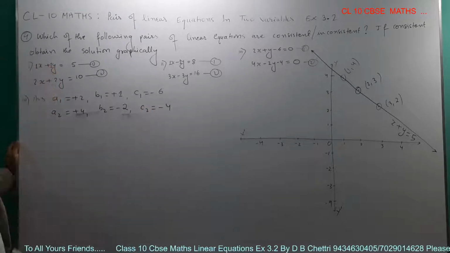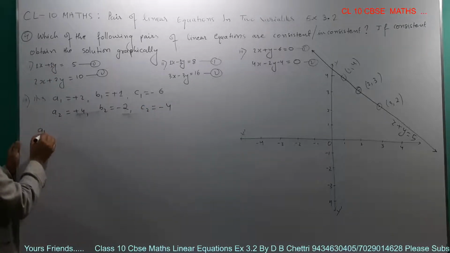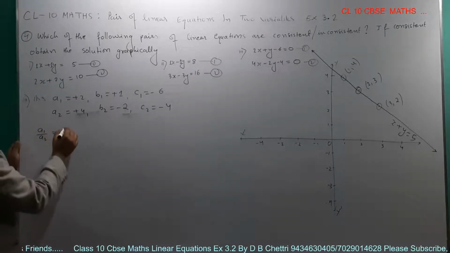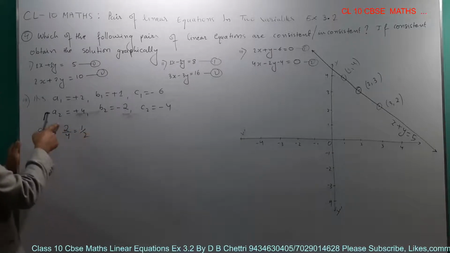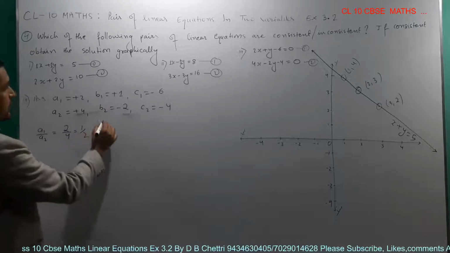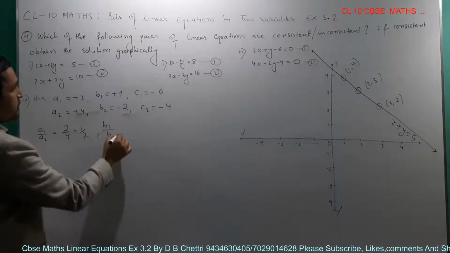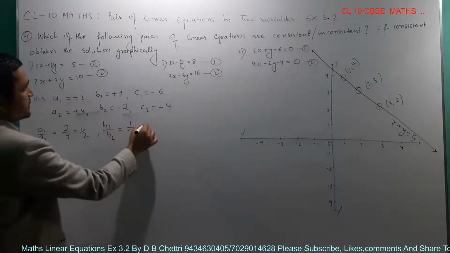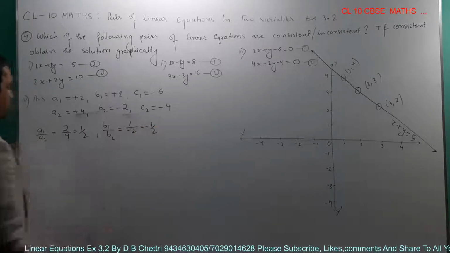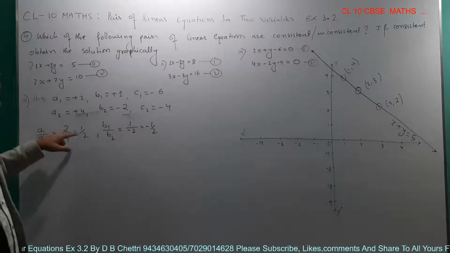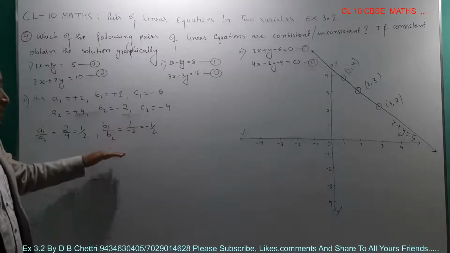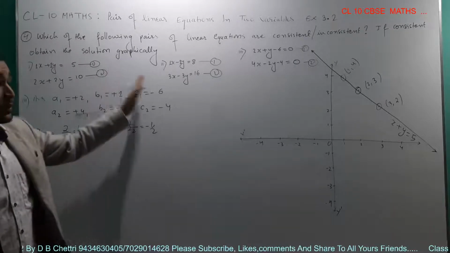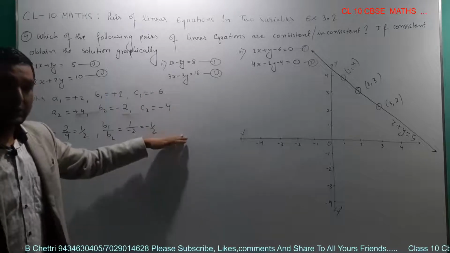Now get the ratios. a1 by a2 is 2 by 4, which is 1 by 2. Cancel it: 2 ones are 2, 2 twos are 4. Then b1 by b2 is 1 by minus 2, that means minus 1 by 2. Now look here: this is plus 1 by 2 and minus 1 by 2. That means these two ratios are not the same. If these two ratios are not the same, there is no need to find the third ratio.